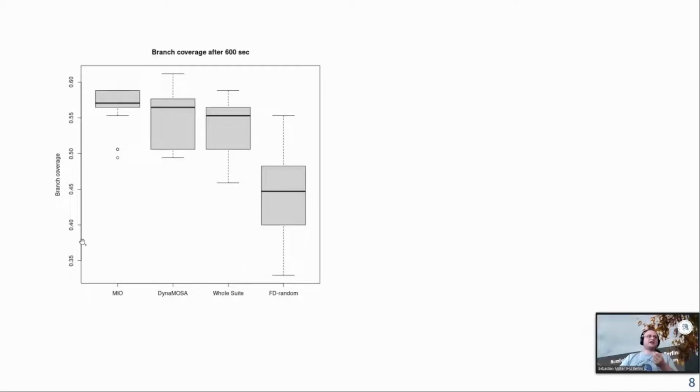Now, take a look at the branch coverage on our left axis here. We only see somewhere around 60% is the absolute maximum. Keep in mind, we had in our manual test suite a branch coverage of 100%. So there's a massive difference already.